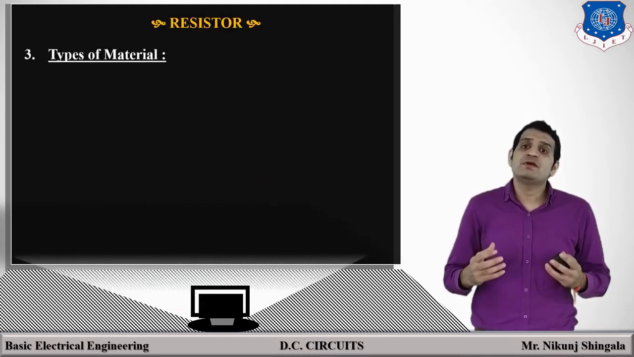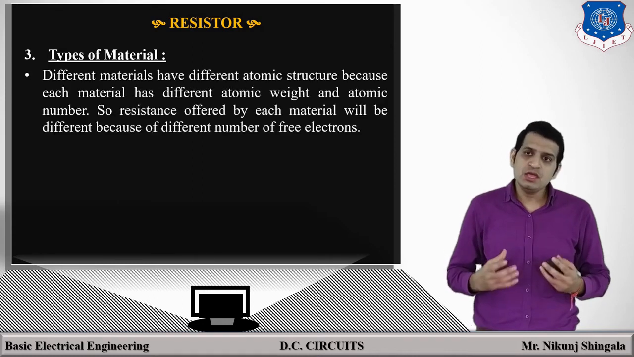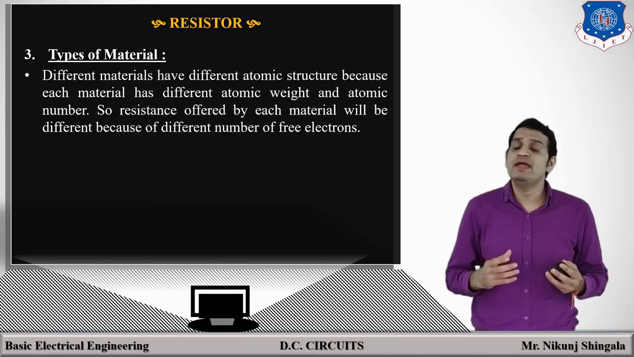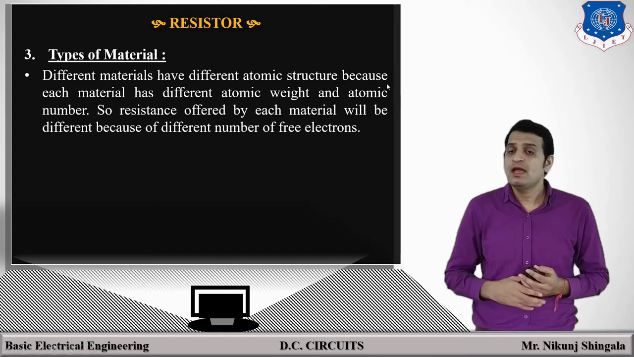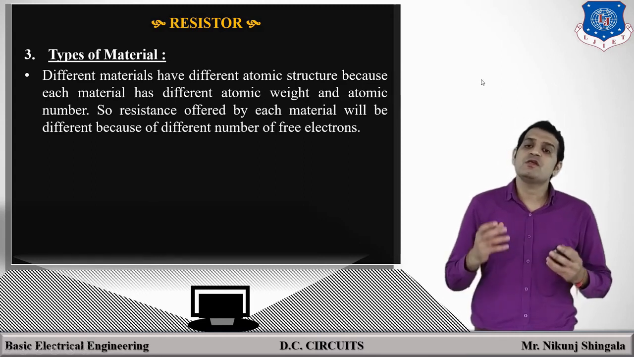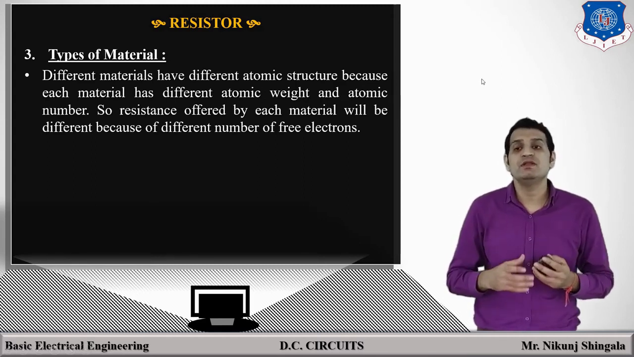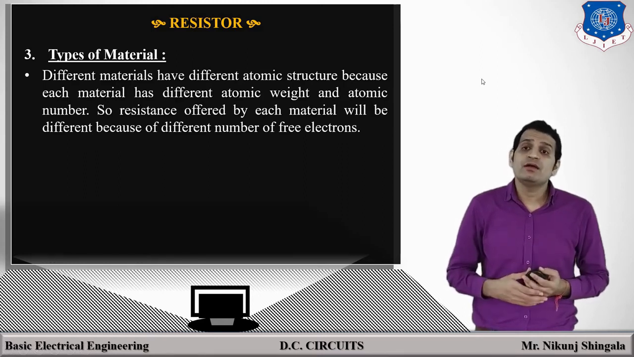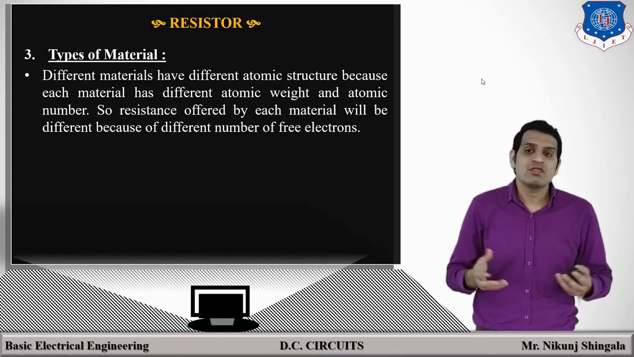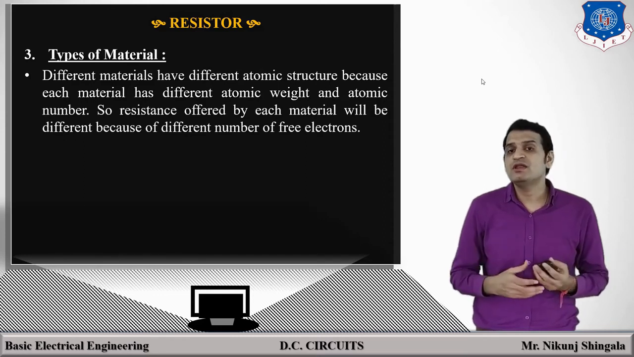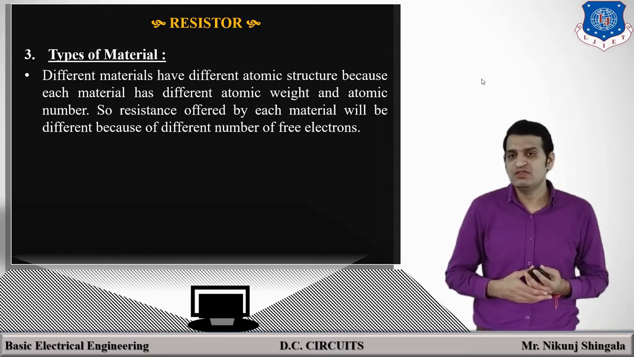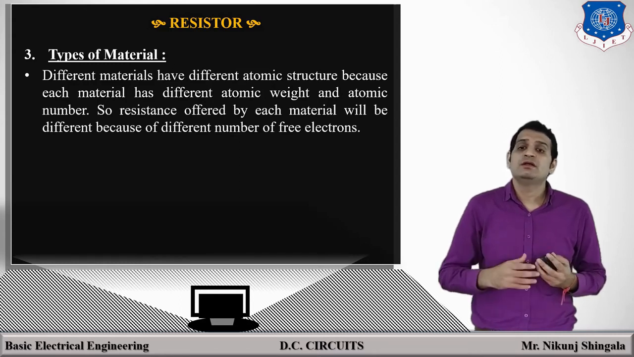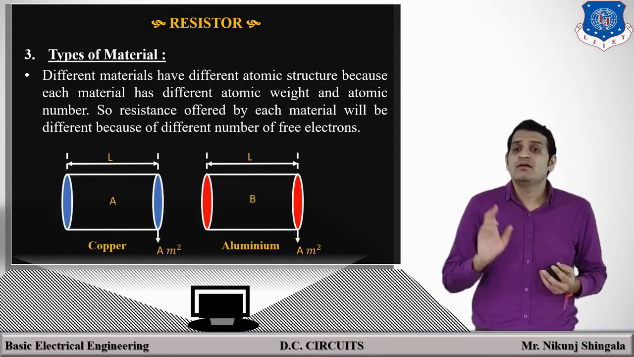Different materials have different atomic structure because each material has different atomic weight and atomic number. And because of this, resistance offered by each material will be different. And because of what? Because of the different number of free electrons available. Every material has different free electrons available within it.